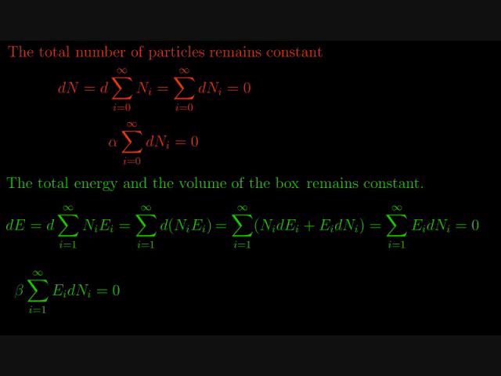Now remember that we have two constraints. The total number of particles is constant, so dN equals 0, and N can be written as a sum over n sub i. We can multiply both sides of dN equals 0 by an arbitrary number alpha. Similarly, the total energy is constant. We can write the total energy as the sum over n sub i E sub i, and thus the differential of energy is the sum over n sub i dE sub i plus the sum over E sub i dn sub i. We are keeping the volume of the box constant, so the energies of each level don't change.